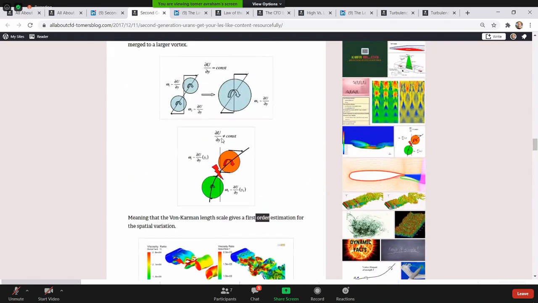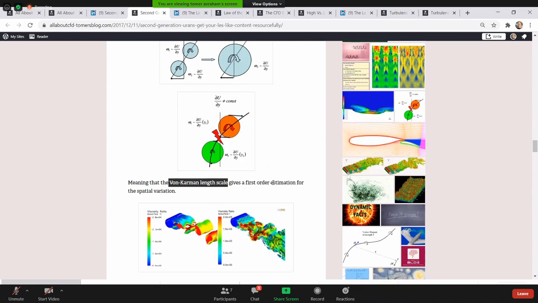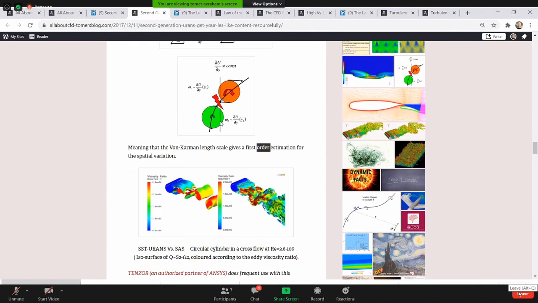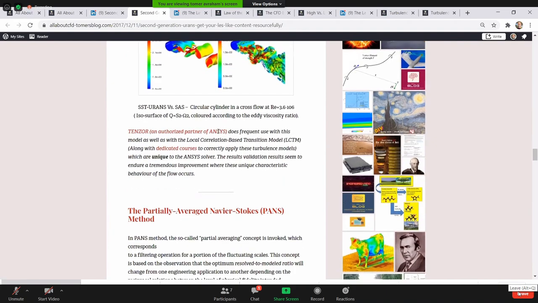To tell you the truth, I think this method is not convincing. It depends on the von Karman length scale, which prevents the eddies from reuniting up to the size of the shear layer. But I don't think it means anything. I mean, there is no proof that the content that is shown here is either like large eddy simulation or something like that.